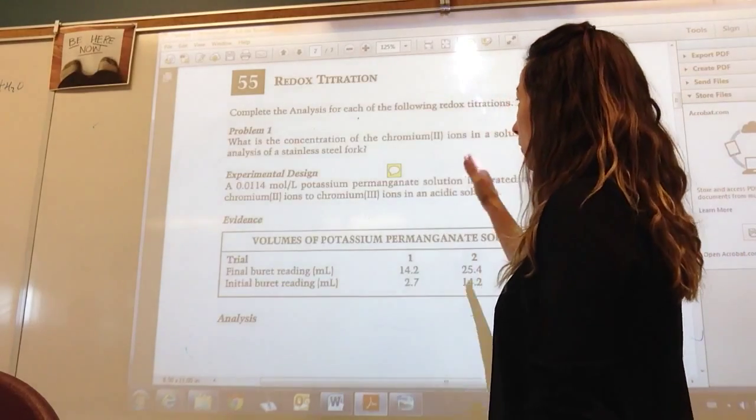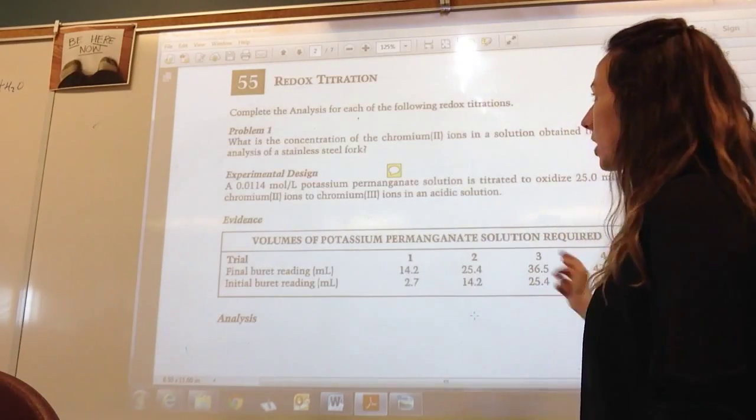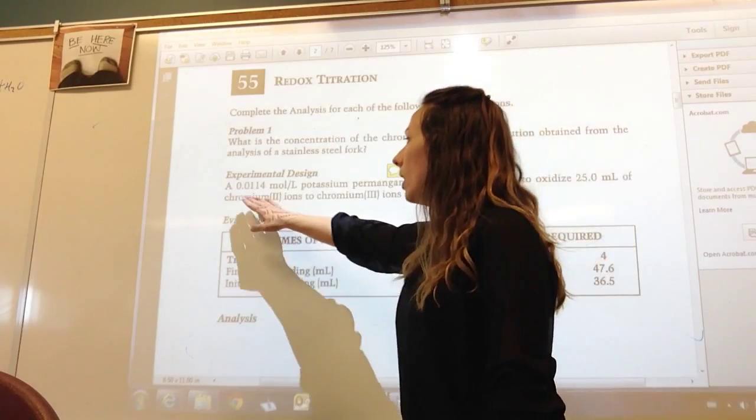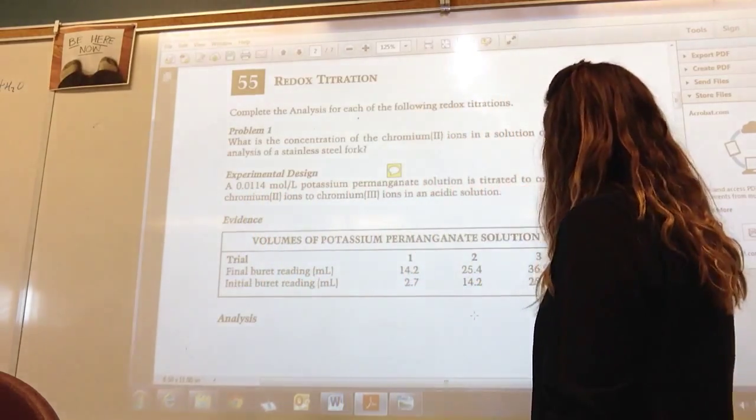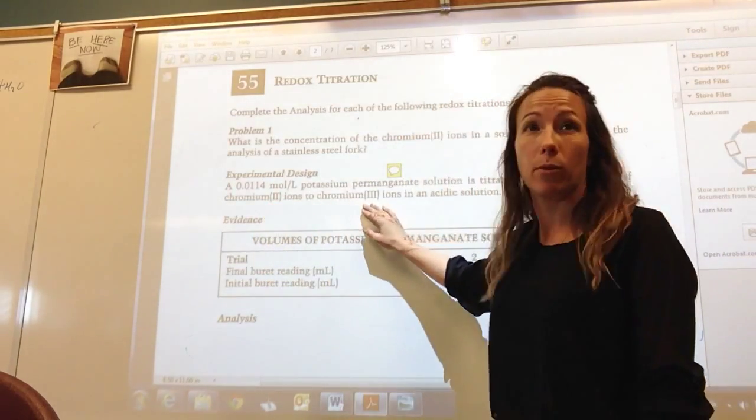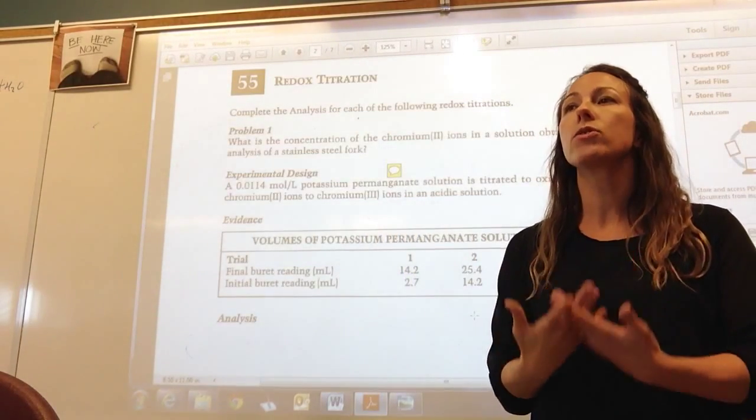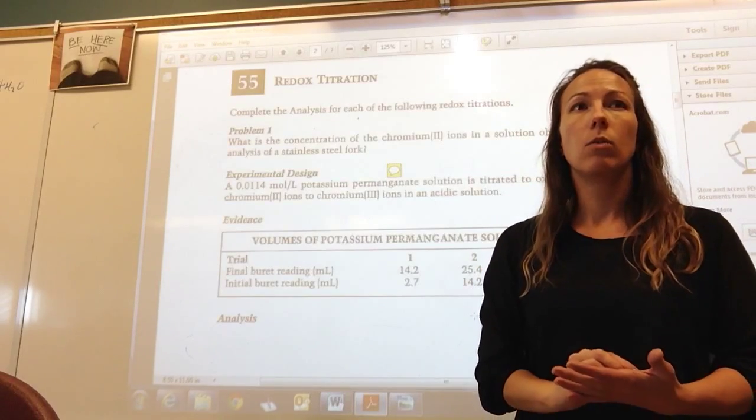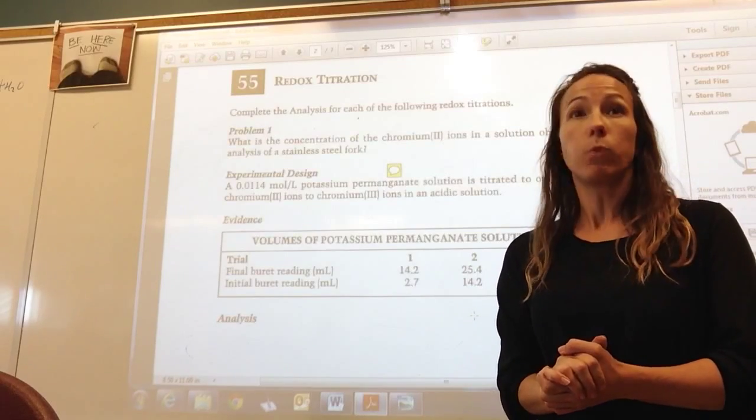What is the concentration of chromium-2 ions in a solution obtained from the analysis of a stainless steel fork? That part doesn't probably really matter. A certain concentration of potassium permanganate solution is titrated to oxidize that volume of chromium-2, and you're already falling asleep, to chromium-3 ions in an acidic solution. Okay, so where did we start with our Chem 20 example that you did for a warm-up? Where did we start? Because we're going to start at the same spot. Write an equation.